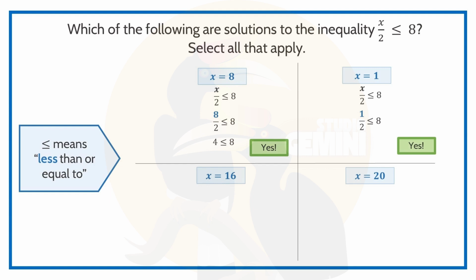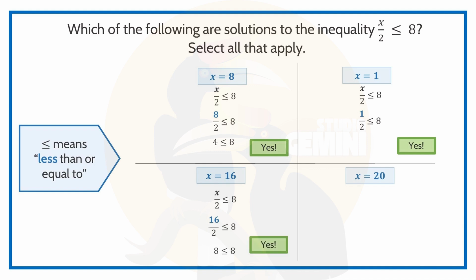Now we can try x equals 16. If we plug in x equals 16, we get 16 over 2 is less than or equal to 8. This gives us 8 is less than or equal to 8. Any number less than 8 or equal to 8 is considered a solution. So this is true because 8 equals 8. X equals 16 is a solution.